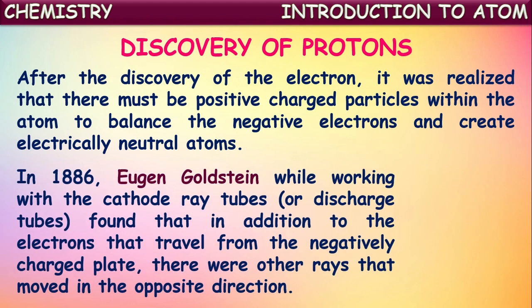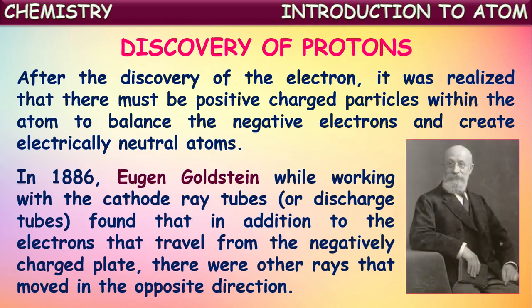In 1886, again Goldstein, while working with cathode ray tubes, found that in addition to the electrons that travel from the negatively charged plate, that is from the cathode, there were some other rays that moved in the opposite direction, that is from the anode side to the cathode side. In the discharge tube experiment, J. J. Thomson found that certain particles move from cathode side to anode side. He named them cathode ray particles, and later they were called electrons.